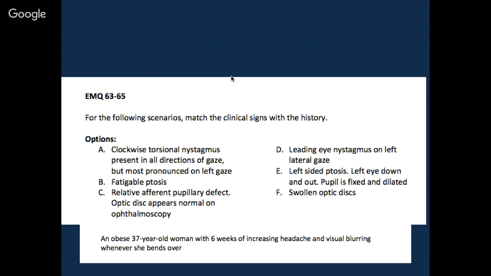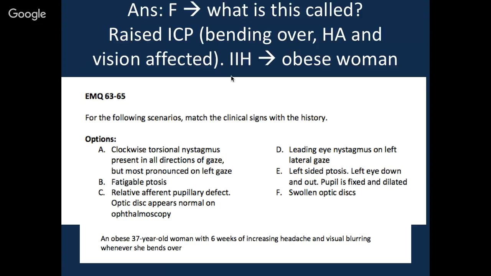Yeah, I'm hearing F over there. Does anyone have anything different to F? Everyone happy with F? Would everyone put F down? Okay, so yes, the answer is F. So this is idiopathic intracranial hypertension, which is an obese woman with headaches and visual symptoms as well. So those are the two classic things.